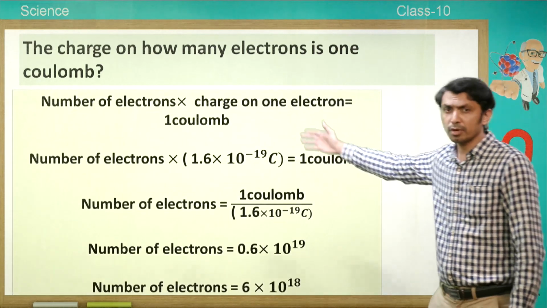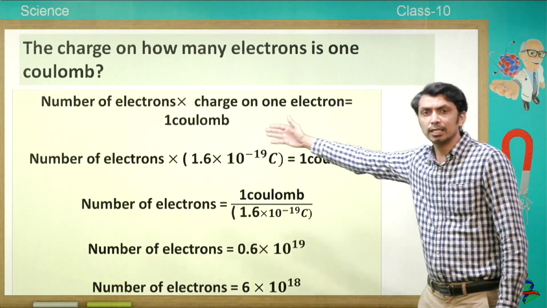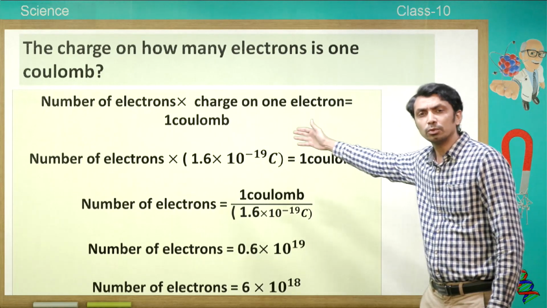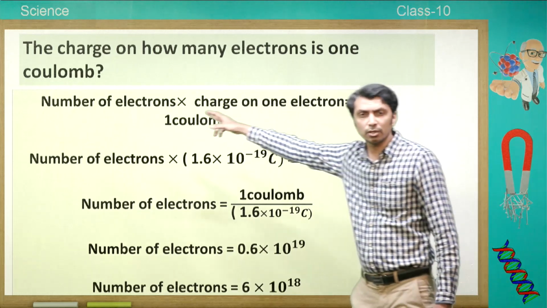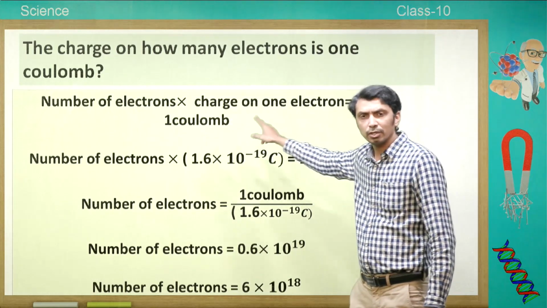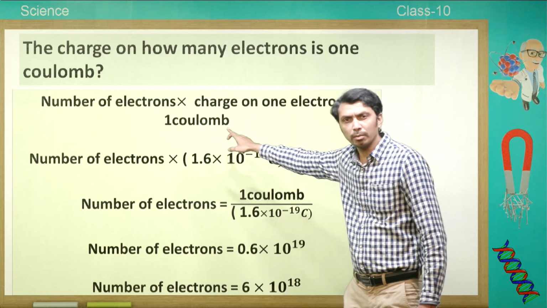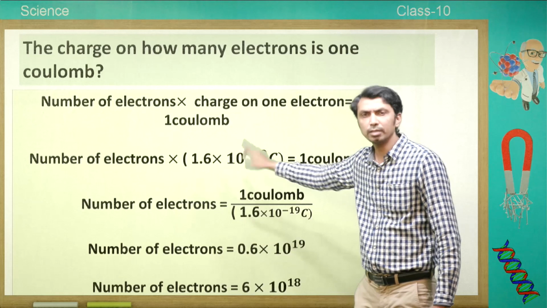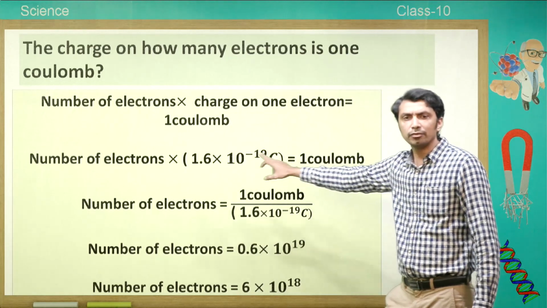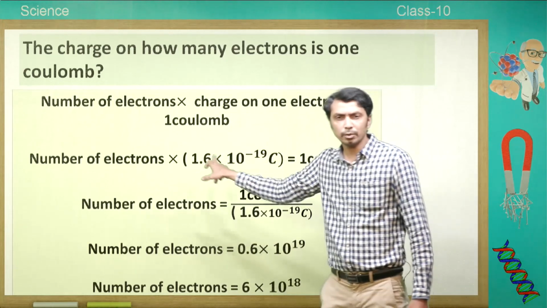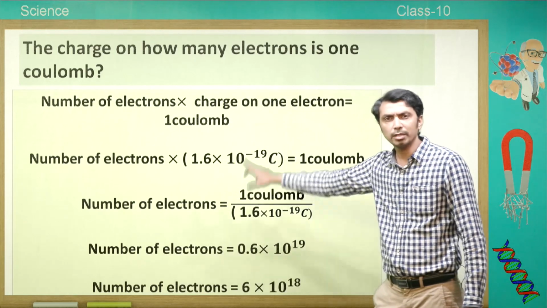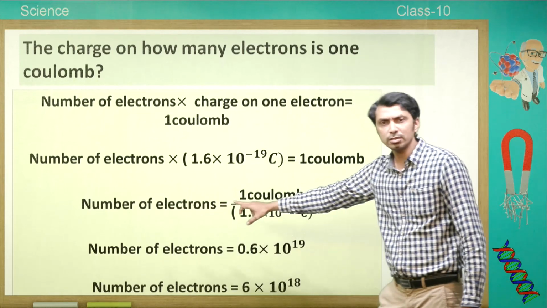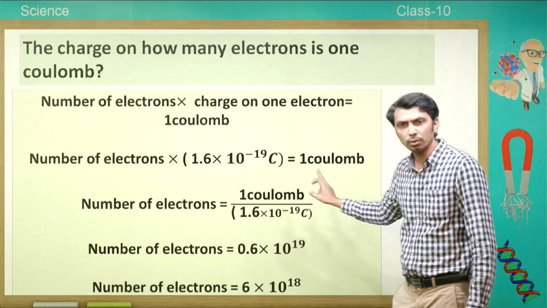Here we are making use of this equation: number of electrons × charge on one electron = 1 coulomb. That means how many electrons should we add to make the charge equal to 1 coulomb? We know that the charge on one electron is 1.6 × 10^-19 coulomb. Now, if we put the value 1.6 × 10^-19 coulomb in place of the charge on one electron, then we can calculate the number of electrons which will make the charge equal to 1 coulomb.